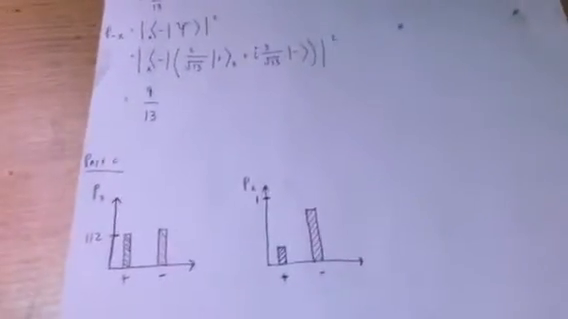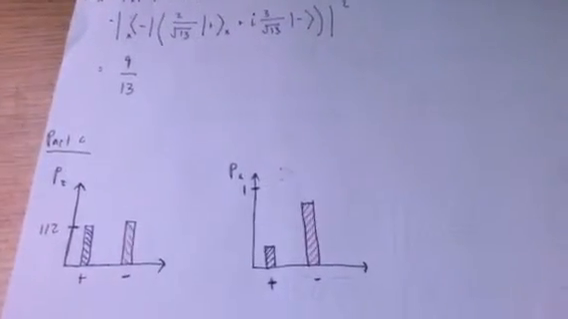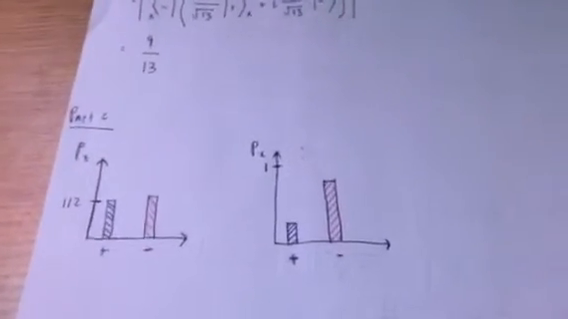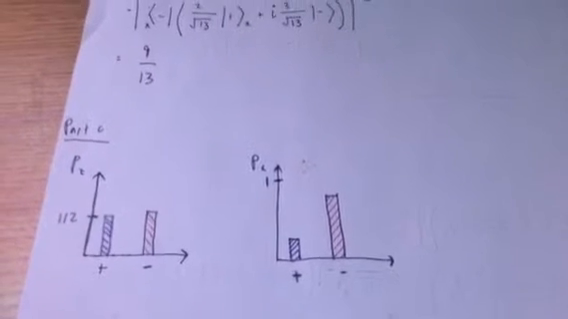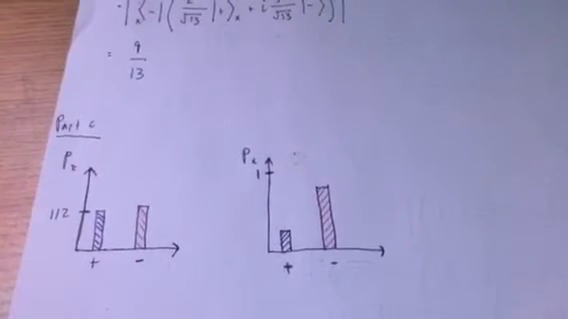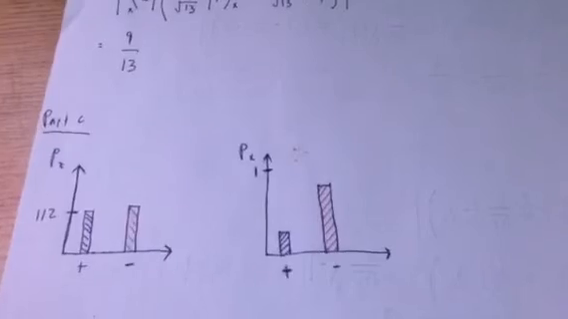Finally, they want us to draw some little histograms to show the probabilities of each state respectively. And there that is. So that's about it for standard 1.1.